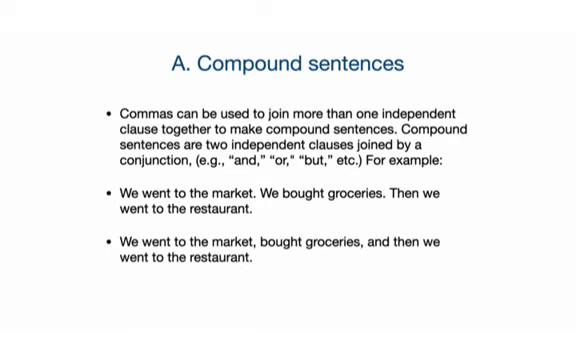Compound sentences. Commas can be used to join more than one independent clause together to make compound sentences. Compound sentences are two independent clauses joined by a conjunction, for example, and, or, but, etc. For example, we went to the market. We bought groceries. Then we went to the restaurant. We went to the market, bought groceries, and then we went to the restaurant.